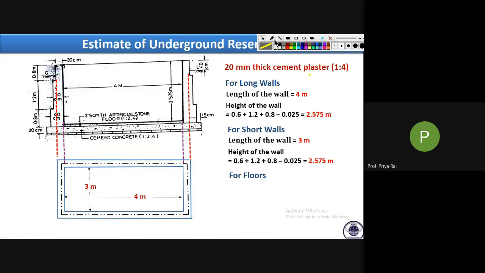फ्लोर का एरिया कितना है? इनसाइड में हम कर रहे हैं, तो what is the area? 4 into 3. हाँ, length is this much and breadth is 3 meter. Okay, so flooring, plastering on the inside of the wall, it is completed.